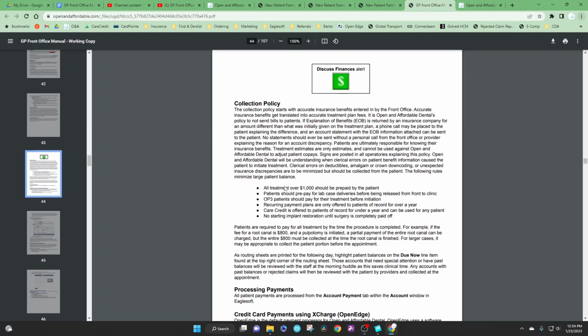So I'll go over briefly the generic open and affordable collection policy. Now, there are different collection policies per office. So discuss the collection policy that you have in your office with your doctor to make sure that everyone is on the same page. But it's very important that we collect everything that we produce in the clinic.